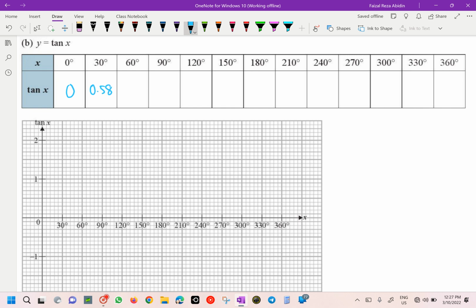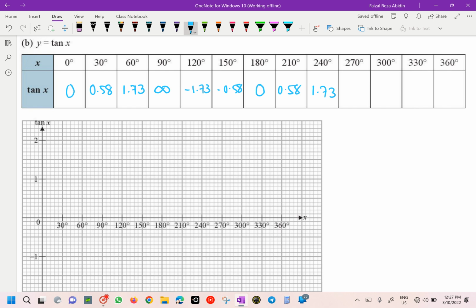0.58. 60 degrees? 1.73. 90 degrees? Undefined. You are going to put the infinity sign there. 120, you are going to start from negative. Yes, we are going to get negative 1.73 over here. Negative 0.58. 180, you are going to get 0 back. And we are going to go back to 0.58.